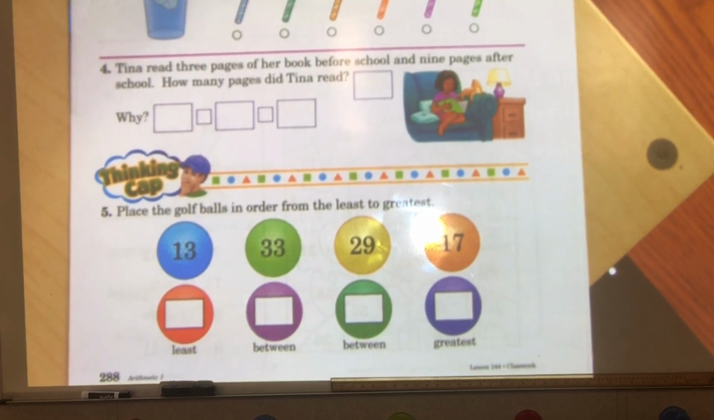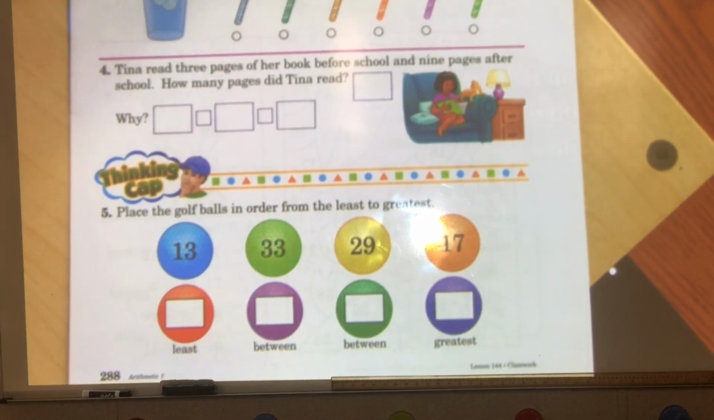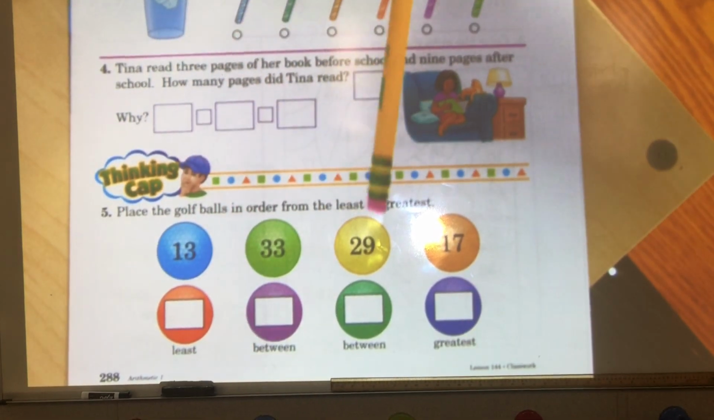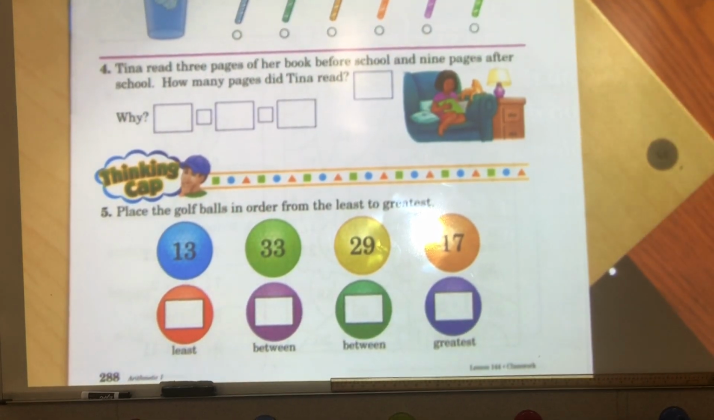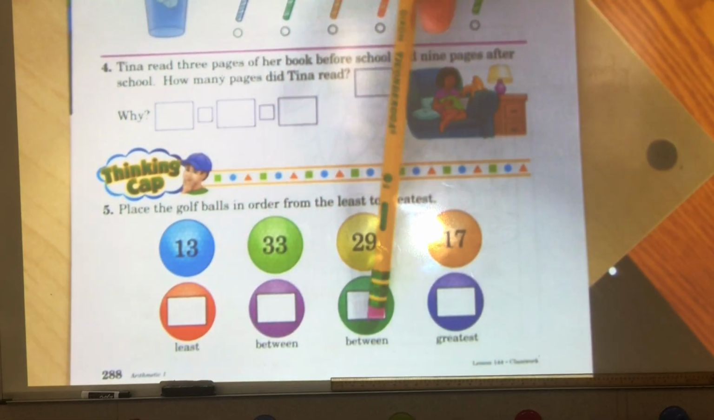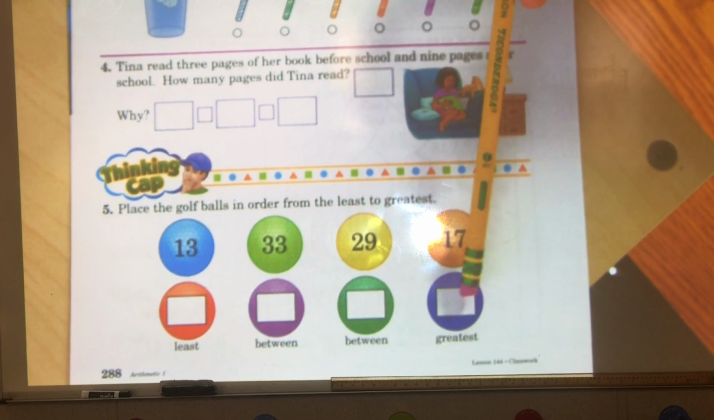Okay, let's take a look at section 5, thinking caps. So put on your thinking caps. Place the golf balls in order from least to greatest. So you have the golf balls over here. They each have a number. You need to write the least number, and then the 2 between numbers, and the greatest number.